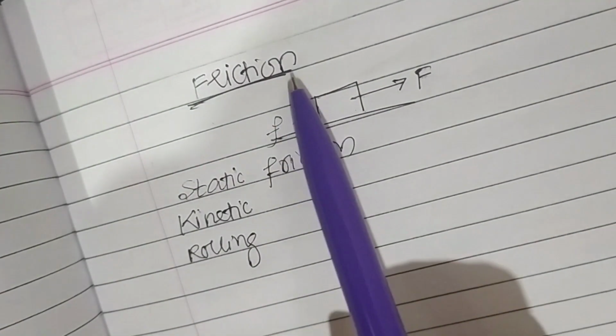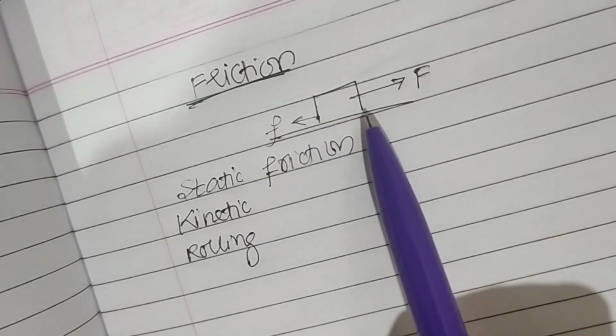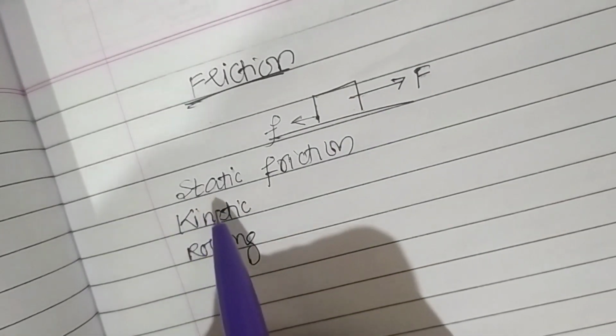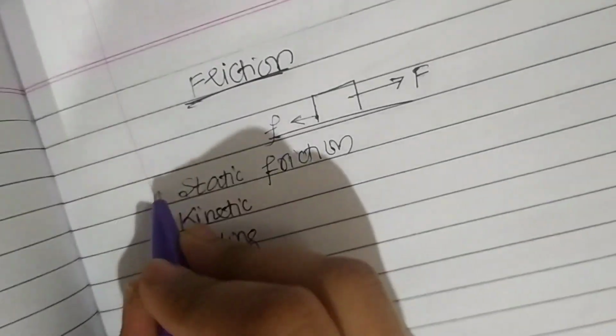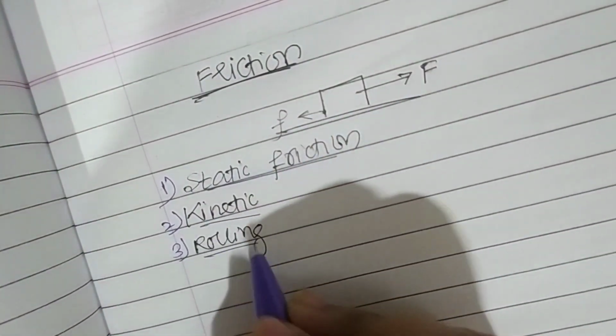Today we will learn friction. So what is friction? Friction is a contact force and it opposes the relative motion of the body. Okay, so there are three types of friction. The first one is static friction, second one is kinetic friction, and third one is rolling friction.